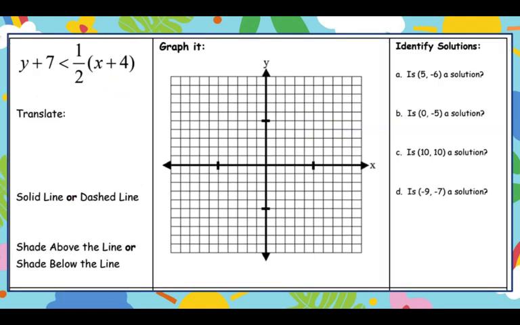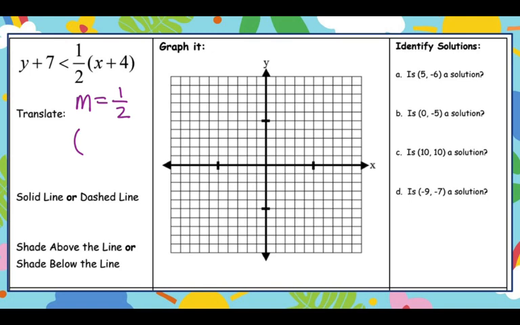All right, this one is in point slope form. So it is saying that y plus 7 is less than 1/2 times x plus 4. So for point slope form, I'm going to start by identifying my slope, which is 1/2.